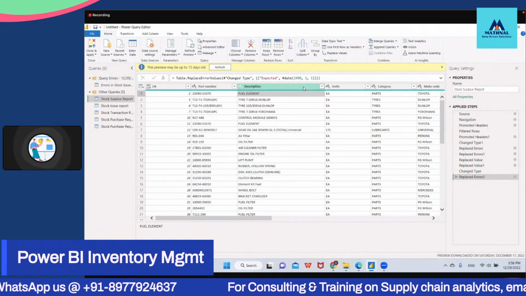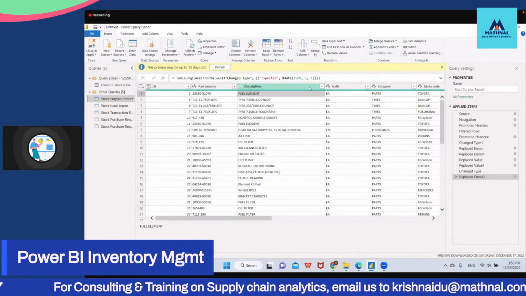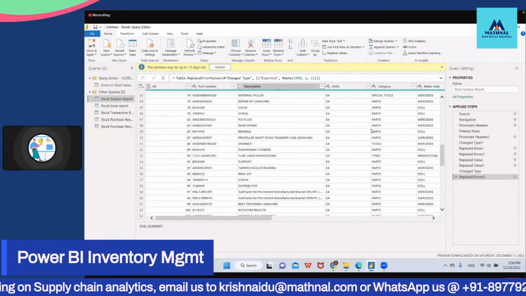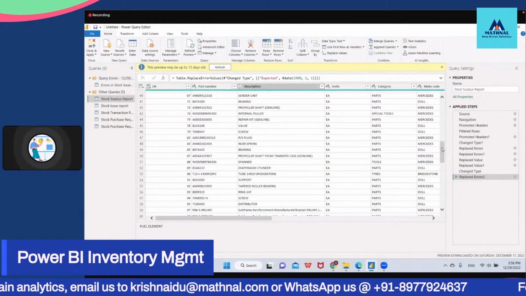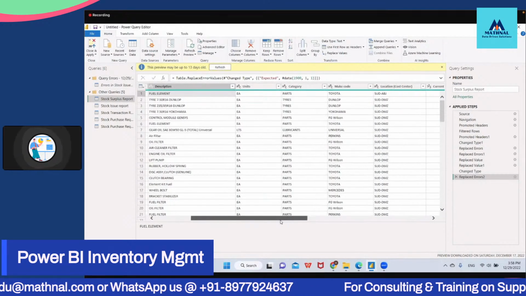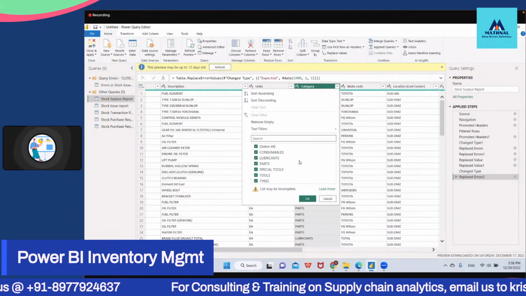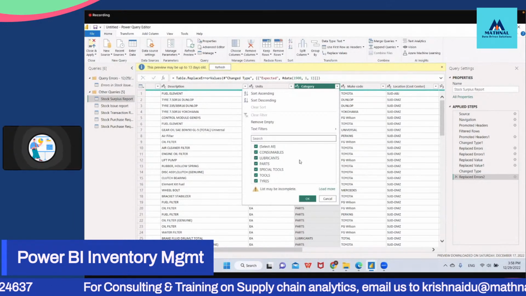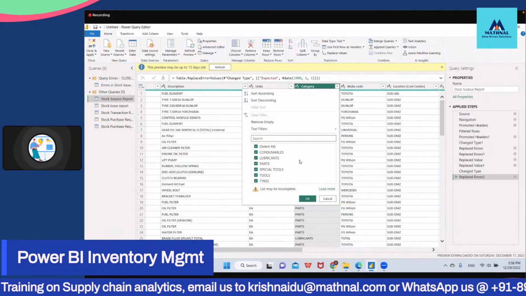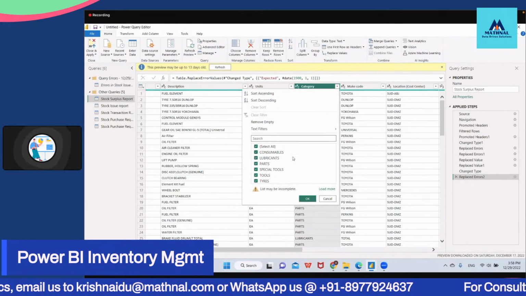Now what is the third column? Third column is units. What kind of unit it is, per piece or per kg or per pound or per ounce. So this is unit per part. Now what is the category of this part? If you click on the drop down, you will see various categories: consumables, lubricants, parts, special tools, tires. These are all the categories. So this part, which is fuel element, belongs to which category?